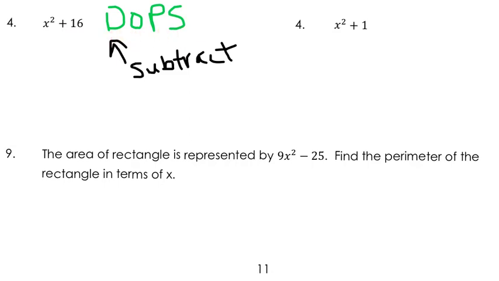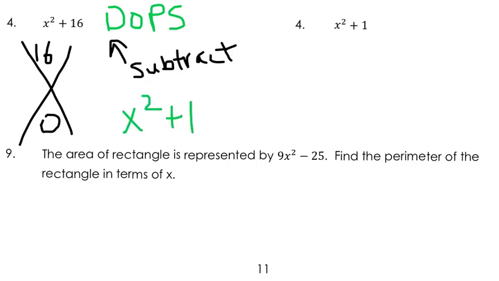So if I were to just look at my X-box method then, I'd know that 1 times 16 gets me 16. My b is 0. There's nothing that multiplies to 16 and adds to 0. I can't use my opposites because if I said this is negative 4 and this is positive 4, that would multiply to negative 16. So in this case, there's no more factoring that I can do. My fully factored form is just going to be x squared plus 16. Be sure to complete all the problems on the right side of your page on your own for class tomorrow.